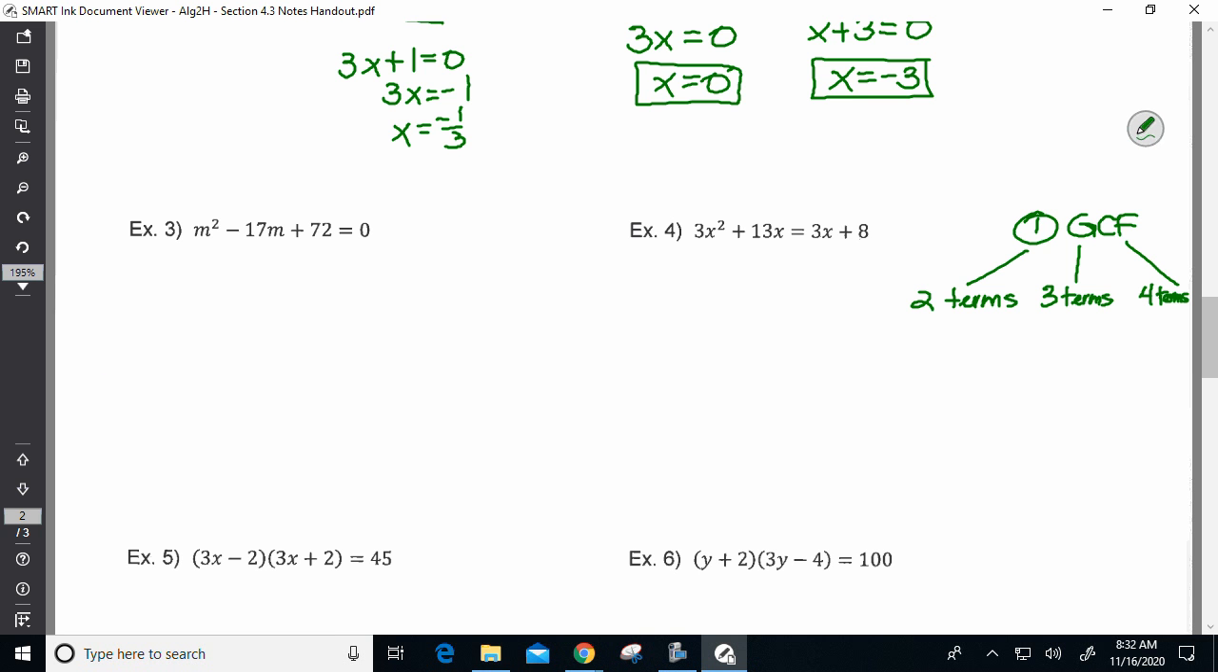So if you had 2 terms, that's either difference of 2 squares, sum of cubes, difference of cubes. So my hope is that you didn't throw away your notes from the first 3 weeks of the school year. 3 terms, that's an MAF problem. 4 terms, it's grouping.